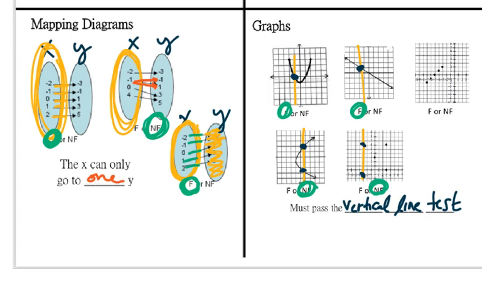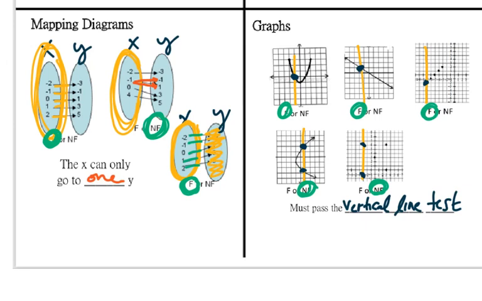Last but not least, no matter where you drop a vertical line here, there is only one ordered pair that sits on it. You can move that line right here, it would only touch one time. You can move it right here, it would only touch one time. So this one here is, in fact, a function.